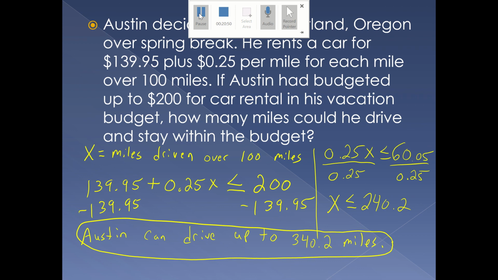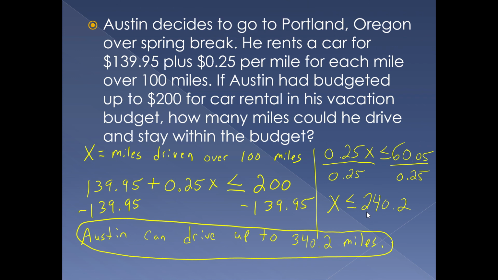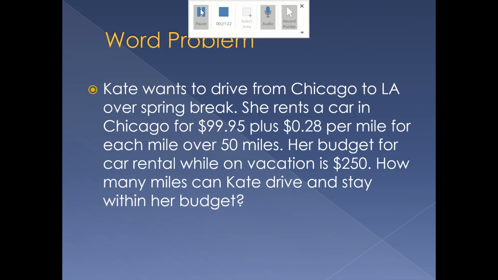Now you might be wondering, Mr. Rivers, you should have said 240. The answer is no, I should not have, because remember what x represents. X is the miles driven over 100 miles. He can drive 100 miles and only pay $139.95. So anything up to 100, I'm not going to say it's free, but there's no additional charge for him. So he can drive 240.2 miles above 100, which means he can drive up to 340.2 miles. A little tricky there. Here's a similar problem.